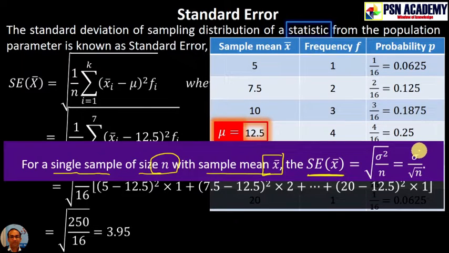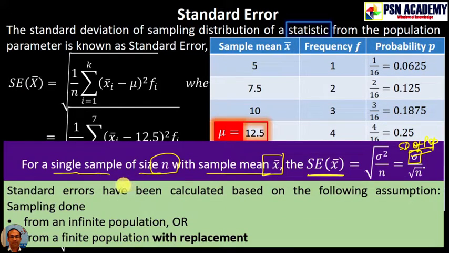Now, this sigma is the population standard deviation, that is, the standard deviation of the population. Okay. And regarding the standard errors, what we have discussed, the standard errors have been calculated based on the following assumptions. We assume that the sampling has been done from an infinite population or from a finite population but with replacement.